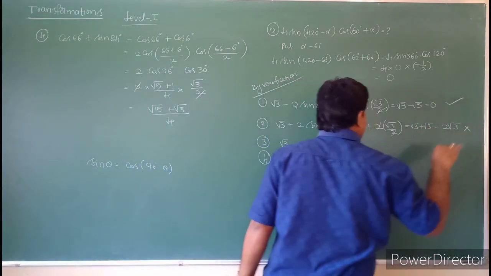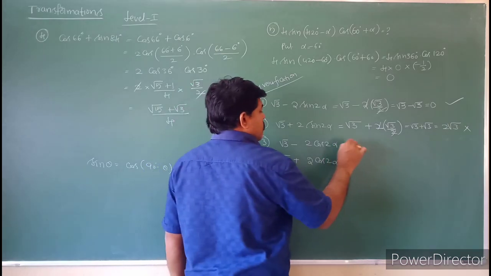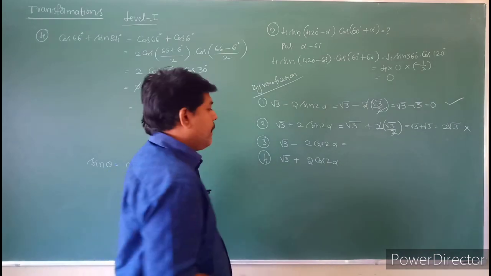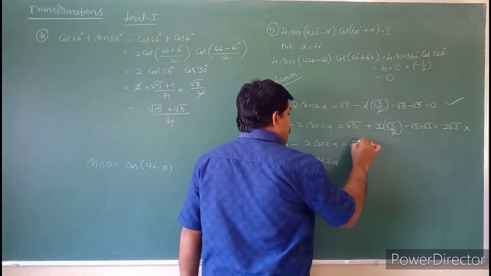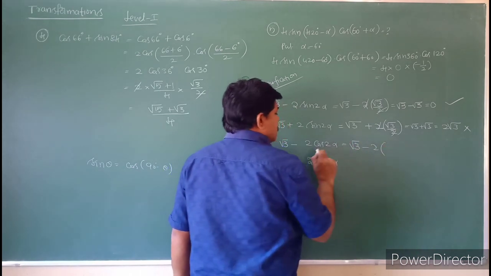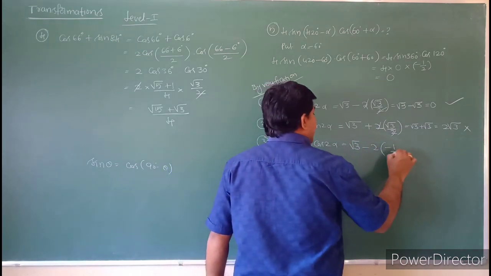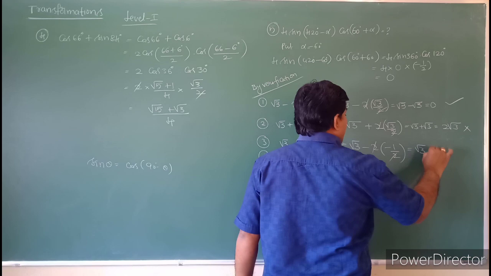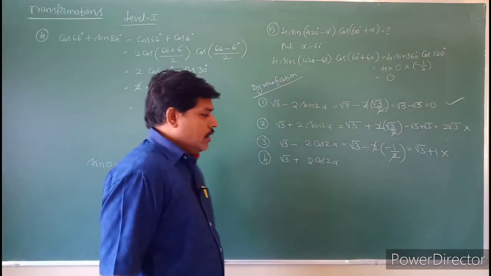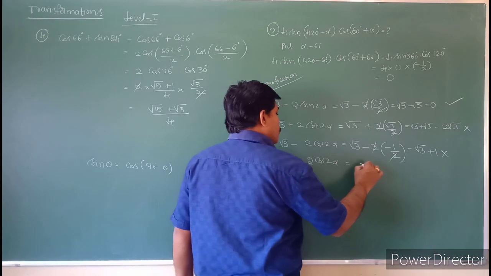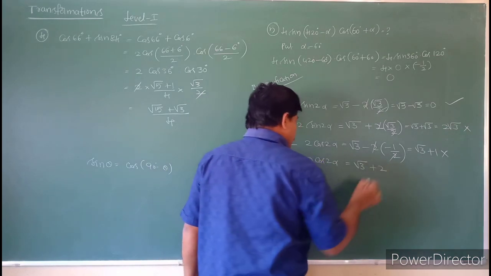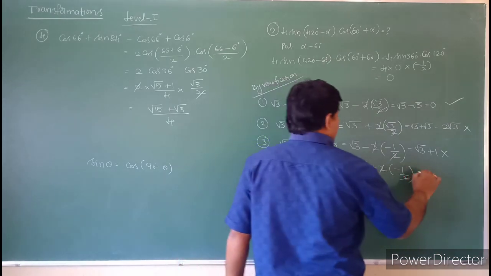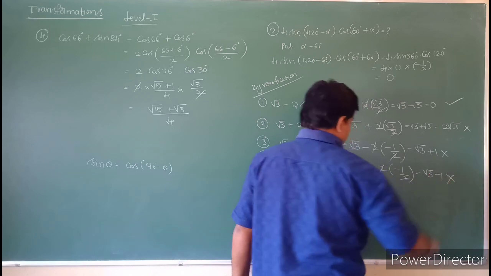So check the third one also. Don't leave any one. You have to verify compulsorily in the verification model. You have to verify all 4 options compulsorily. So next, root 3 minus 2 into cos 120. Cos 120 value is minus 1 by 2. So 2 will be cancelled. It will become root 3 plus 1. So it is not the option. Next, go for this one. That is equal to root 3 plus 2 into cos 120, and cos 120 value is minus 1 by 2. If you cancel this, it will become root 3 minus 1. So it is not the option.